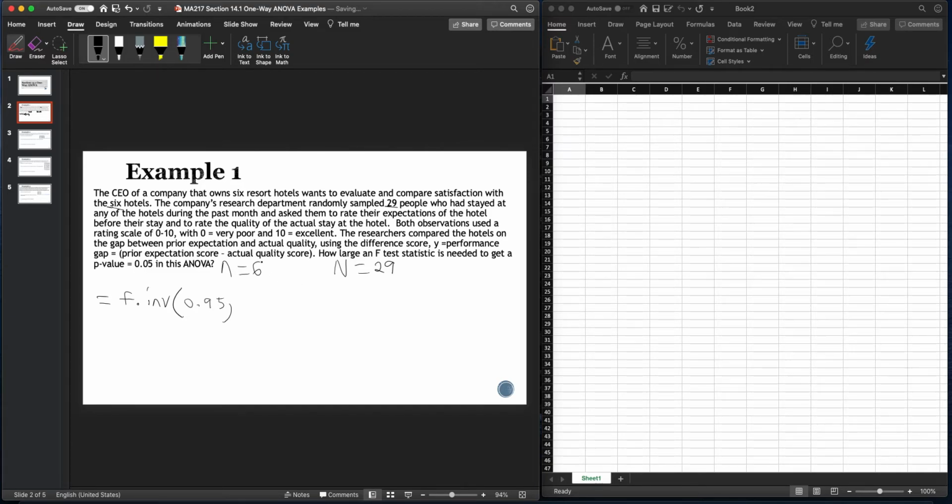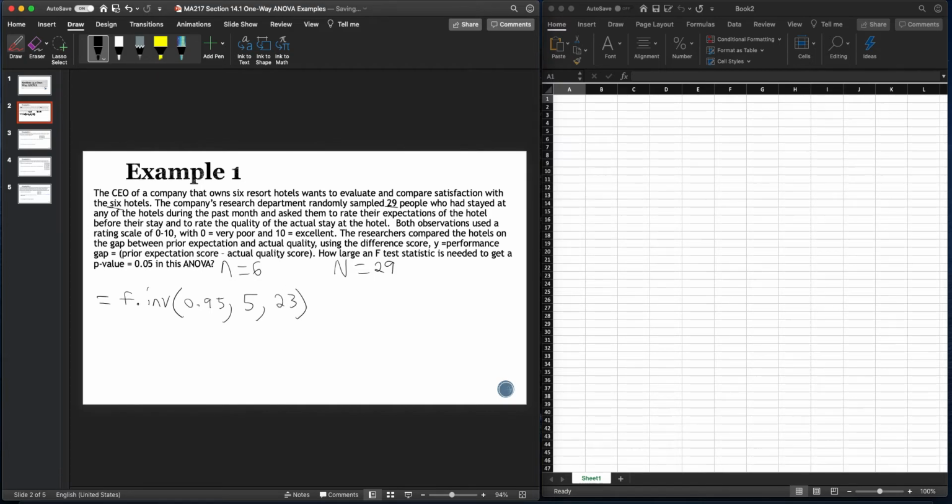The first degree of freedom takes the number of groupings, and subtracts 1 from it. So n here was 6. The first degree of freedom we're going to use is 5. And for the last value, we need to take 29 minus 6. This will be 23 here.